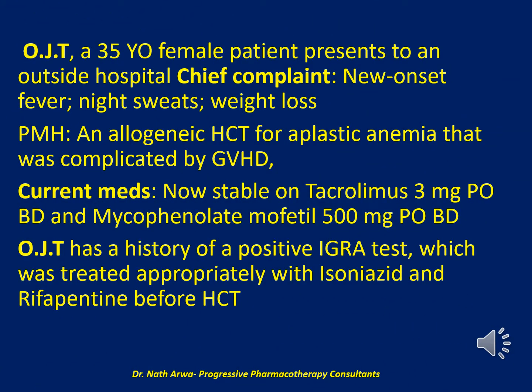And the next question reads, OJT, a 35-year-old female patient presents to an outside hospital with a chief complaint of new-onset fever, night sweats, and weight loss. She has a past medical history significant for an allogeneic HCT for aplastic anemia that was complicated by graft versus host disease, abbreviated as GVHD. She is currently stable on tacrolimus 3 mg orally twice daily, and mycophenolate mofetil 500 mg orally twice daily. OJT has a history of a positive IGRA test, which was treated appropriately with isoniazid and rifapentine before HCT.